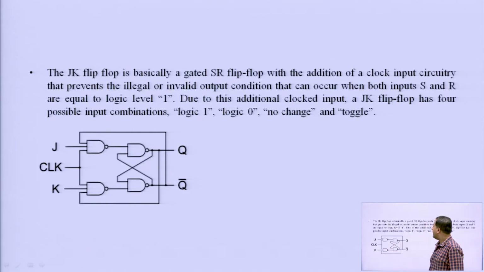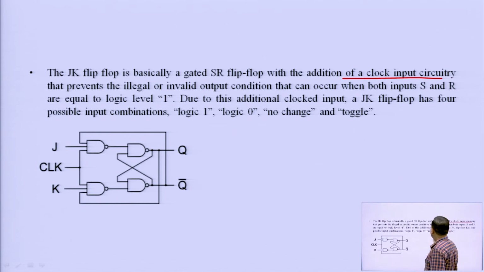JK flip flop is basically a gated SR flip flop with the addition of a clock input. In SR flip flop there is no clock input, but from JK flip flop onwards we will use a clock. The clock we have already discussed in previous lectures, so you can refer there.